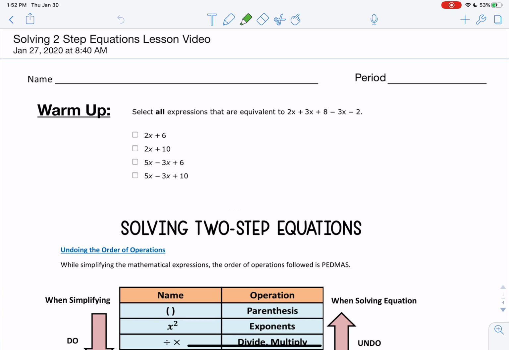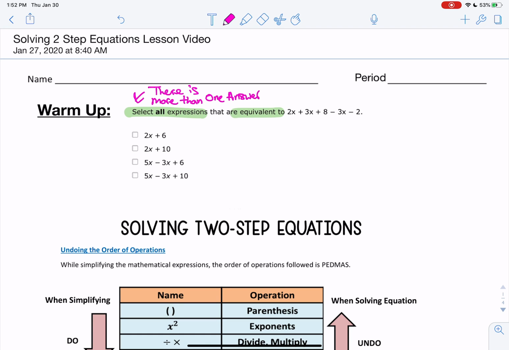So the first thing I want to point out is when it says select all expressions, that means there is more than one answer. Okay, so that's number one. If it says select all, that means there's more than one answer. The other thing I want to point out is equivalent.